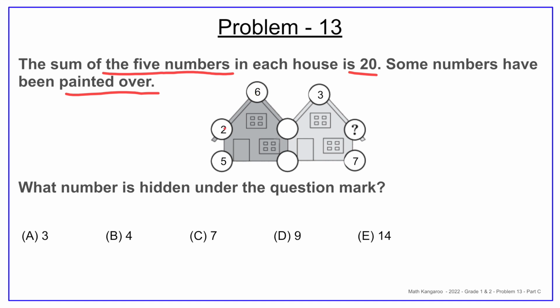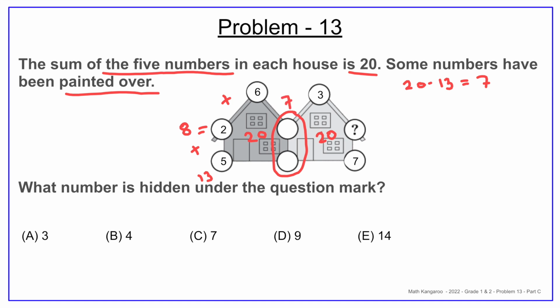The sum of the numbers in one house is 20 and the same is true here. So if we add 6 plus 2 plus 5 plus these two numbers, it should be 20. So we have 6 plus 2, that is equal to 8. 8 plus 5 gives us 13. But the sum should be 20. So what number is missing? We do 20 minus 13 gives us 7. So the sum of these two circles is 7.